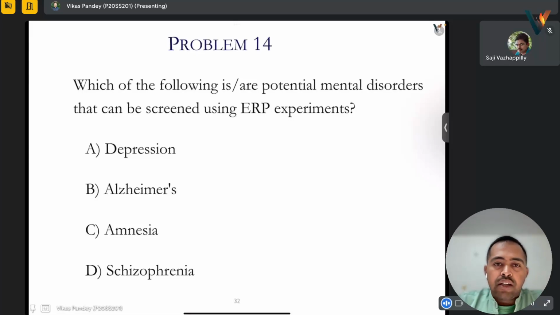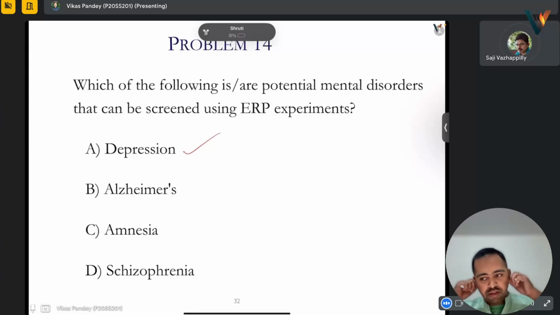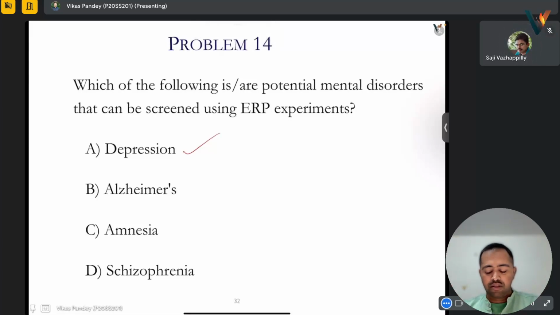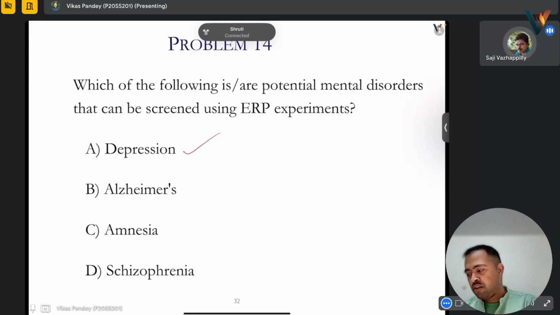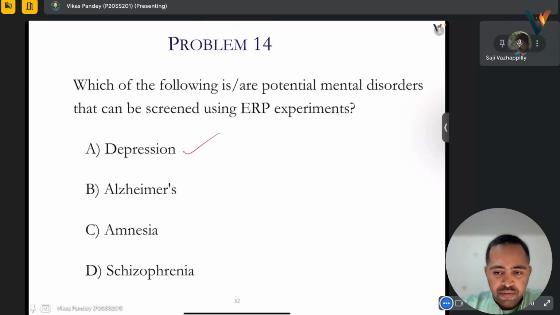Which of the following are the potential mental disorders that can be screened using an ERP experiment? Depression, Alzheimer's disease, amnesia, or schizophrenia? Alzheimer's only, no? Alzheimer's is discussed. Depression may not be possible, I think.